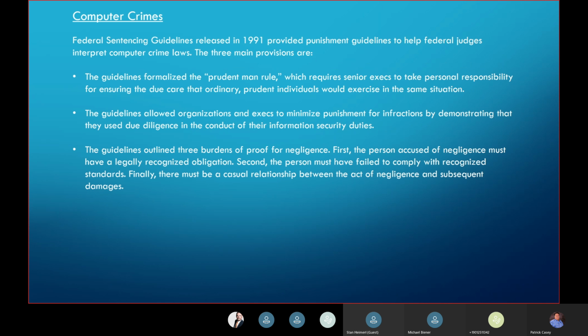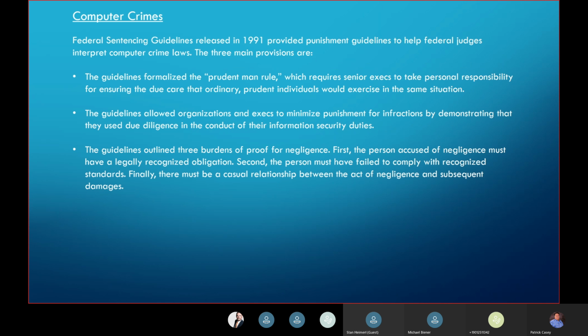All right. Federal sentencing guidelines released in 91 provided punishment guidelines to help federal judges interpret computer crime laws. The 3 main provisions are: the guidelines formalize the prudent man rule, which requires senior executives to take personal responsibility for ensuring the due care that ordinary and prudent individuals would exercise in the same situation. All right, we've preached this before, that CEOs and board members are liable. Whether they own a corporation or not, they're liable if something was not done right with their security policies, with the way they acted in a current situation. They could personally be reprimanded financially for those situations, not just the business.